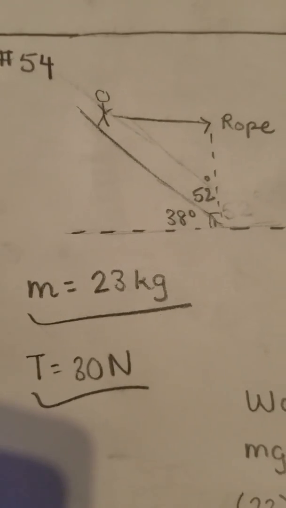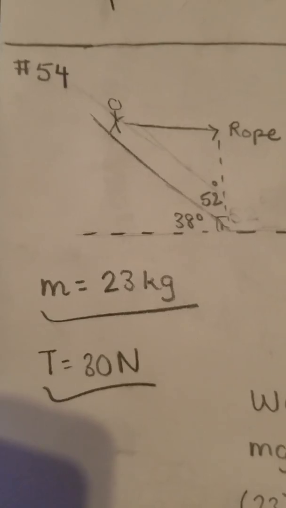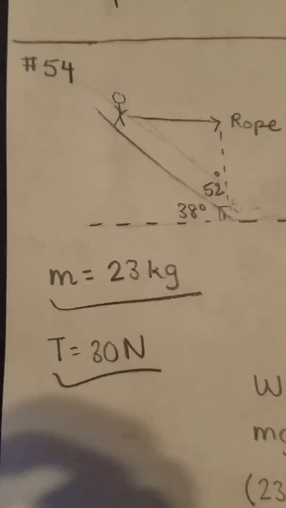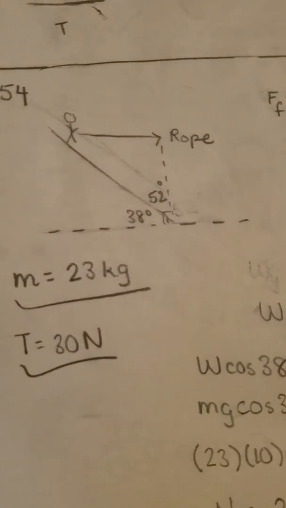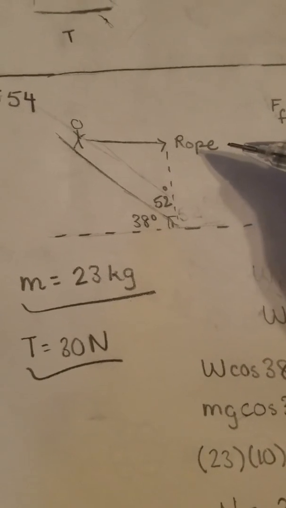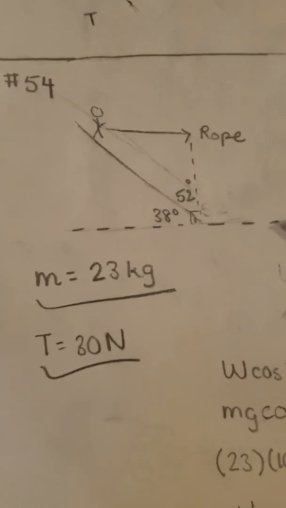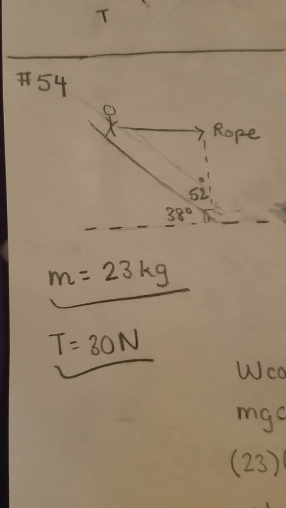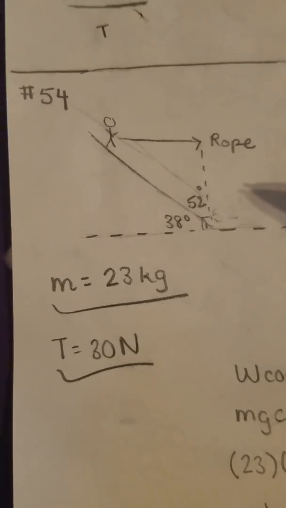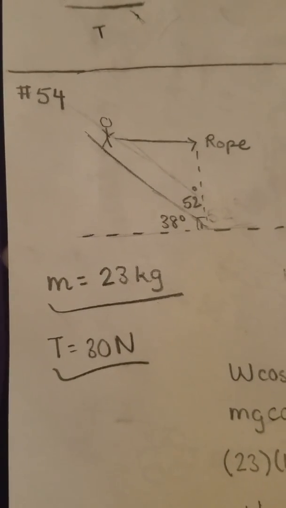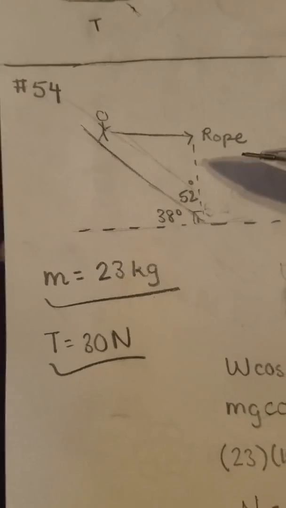Hey guys, today we're doing problem number 54 from the book. It's basically about this kid going down a slide and he's being pulled by a rope and he has a few forces acting on him. Our job is to figure out the value of the normal force, and we're gonna go ahead and approach that by looking at the diagram directly from the book.